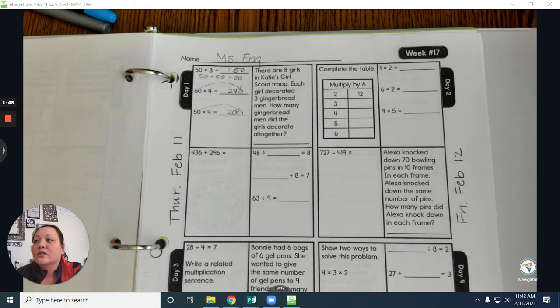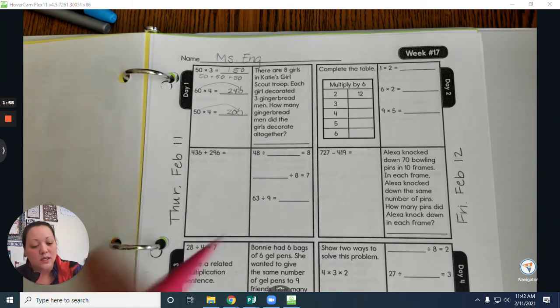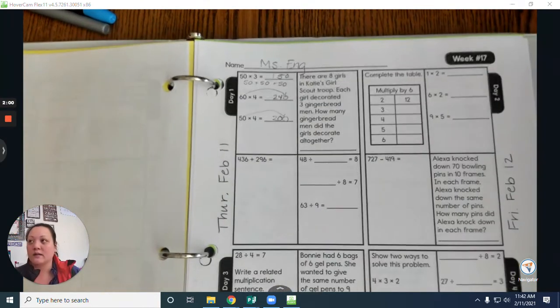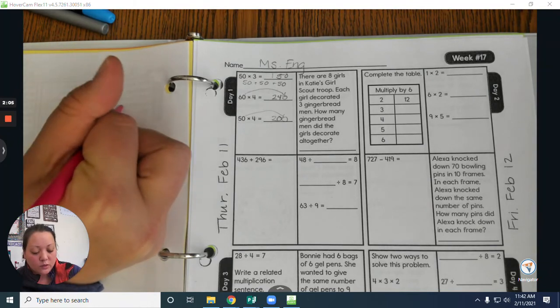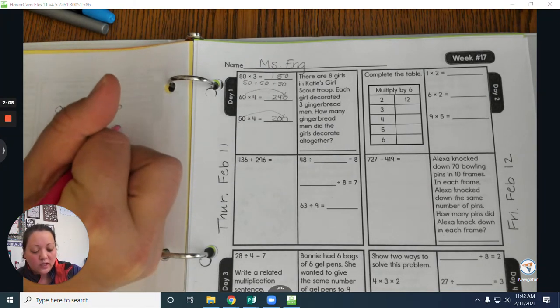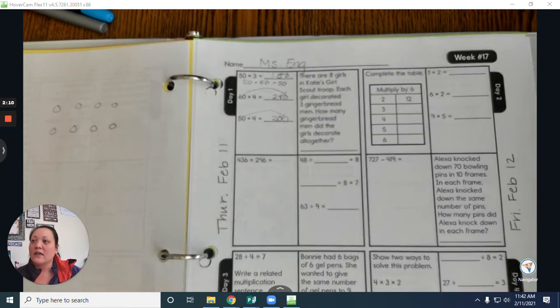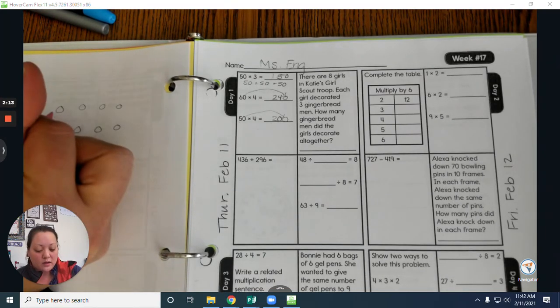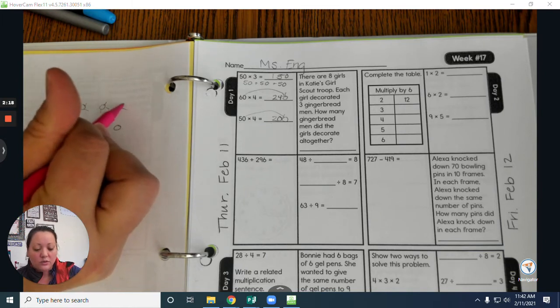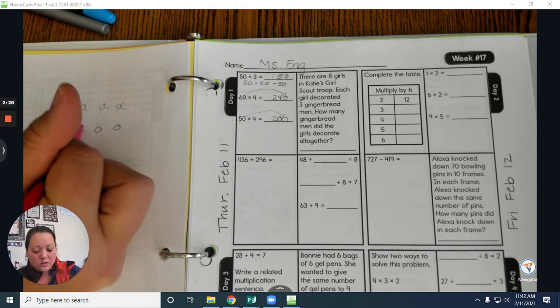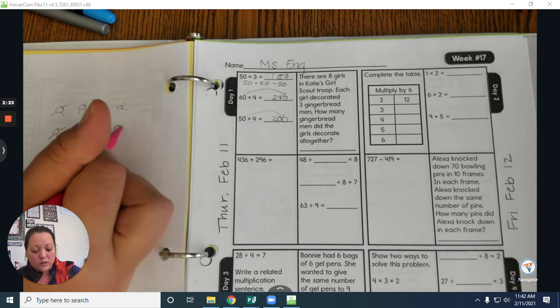Okay, there are 8 girls in Katie's Girl Scout troop. Each girl decorated 3 gingerbread men. How many gingerbread men did the girls decorate all together? Well, if there are equal groups, so we have 8 girls, I'm going to draw this over here. So here's 1 girl, 2 girl, 3 girl, 4 girl, 5 girl, 6 girl, 7 girl, 8 girl, right? Those are my girls. And then they each get 3 gingerbread men.